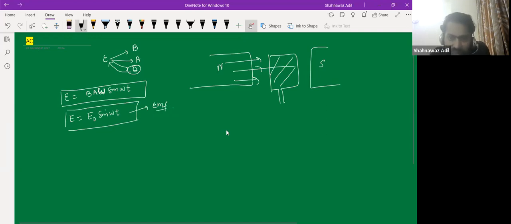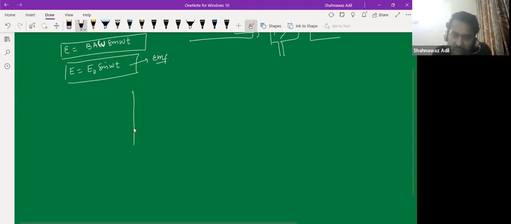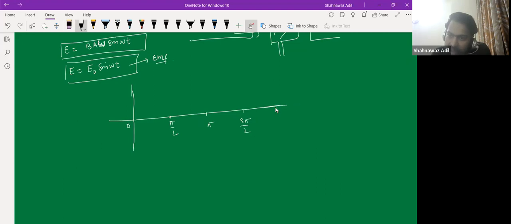So what is the variation of this EMF? So the variation is from 0, let's say this is angle pi by 2, then pi, then 3 pi by 2, then 2 pi. And then this is periodic, so again it will repeat the same. So let's say this is E naught line, this is minus E naught line. So at 0, this is 0.